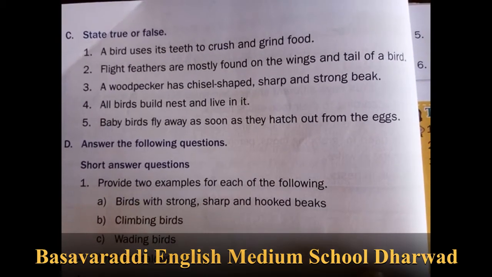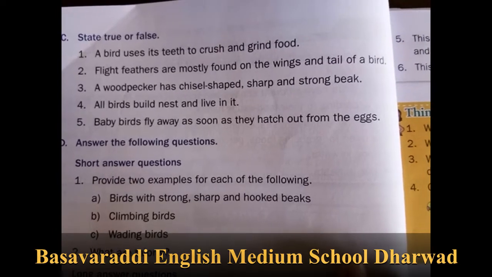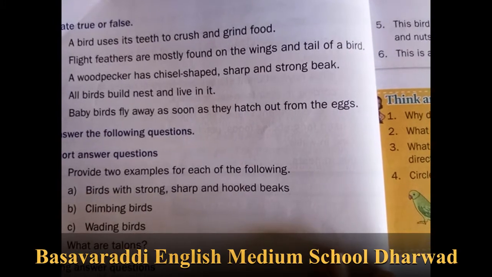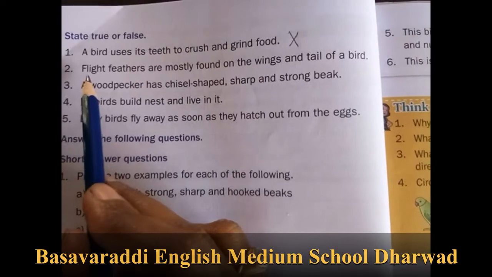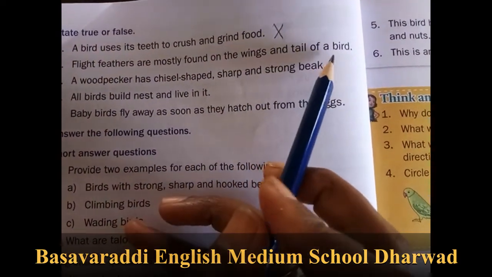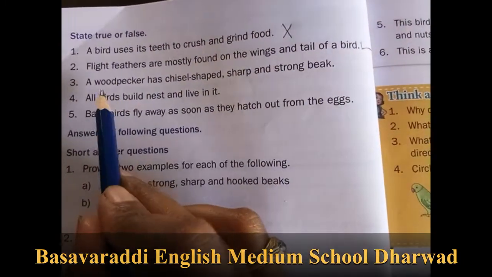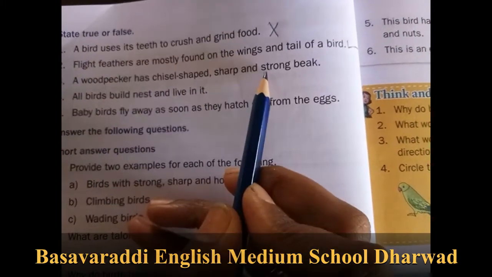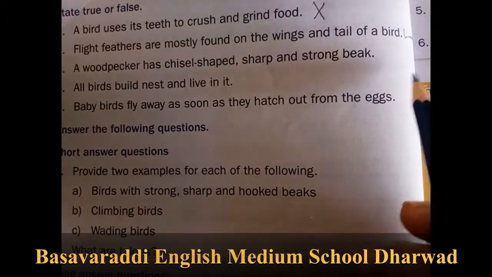State true or false. The C question, state true or false. First one, a bird uses its teeth to crush and grind food. False. Second one, flight feathers are mostly found on the wings and tails of a bird. True. Third one, a woodpecker has chisel shaped, sharp and strong beak. True.